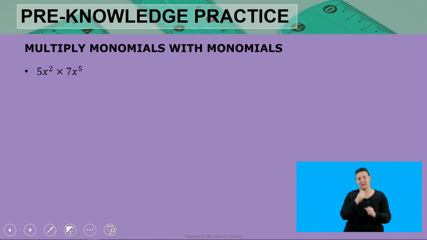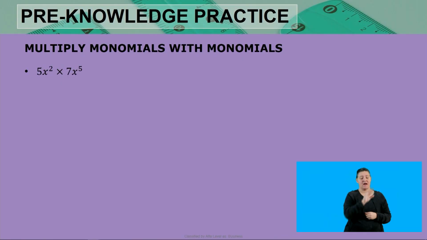If you remember, when we multiply monomials with monomials, we firstly multiply the integers, or the numbers, together, and then the variables, but we need to keep in mind our exponent laws. Remember, if we are multiplying the same base, then we need to add those exponents. Let's look at the first one. We have 5x squared multiplied by 7x exponent 5.